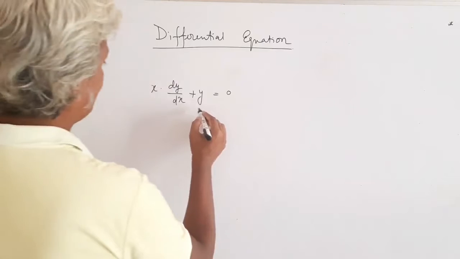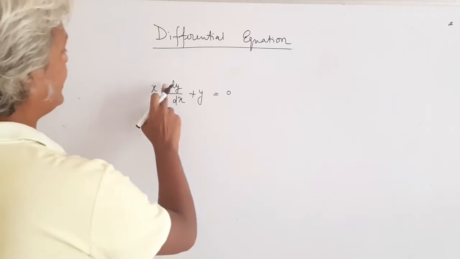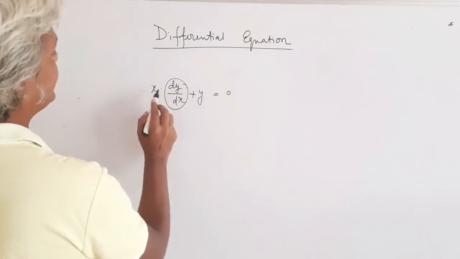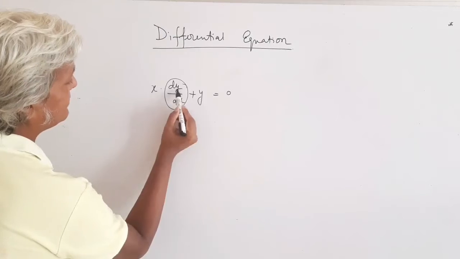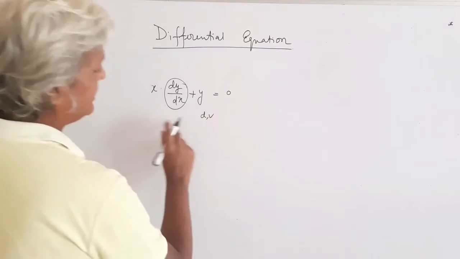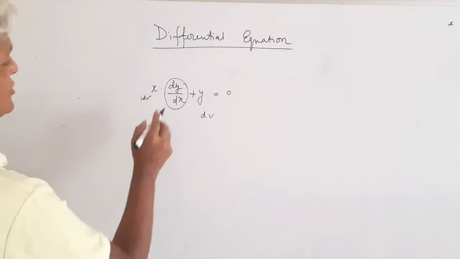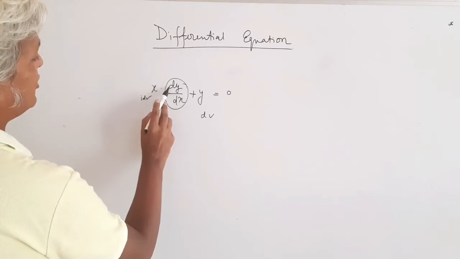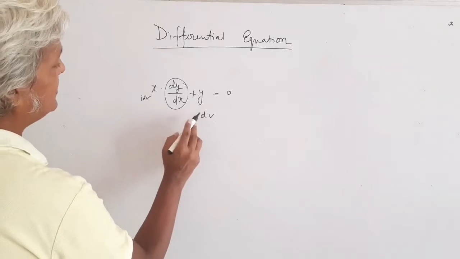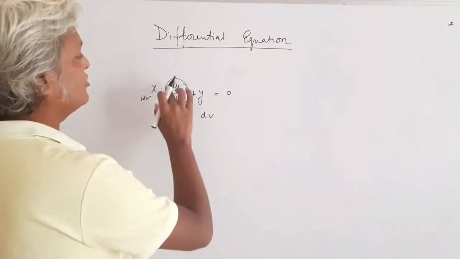So now what is y? y is the dependent variable. What is x? The independent variable. What is dy by dx? This is called the differentiation of the dependent variable, and this is the independent variable. So differentiation of y, meaning differentiation of the dependent variable with respect to the independent variable, is called the differential coefficient, and the differential coefficient is written as dy by dx.